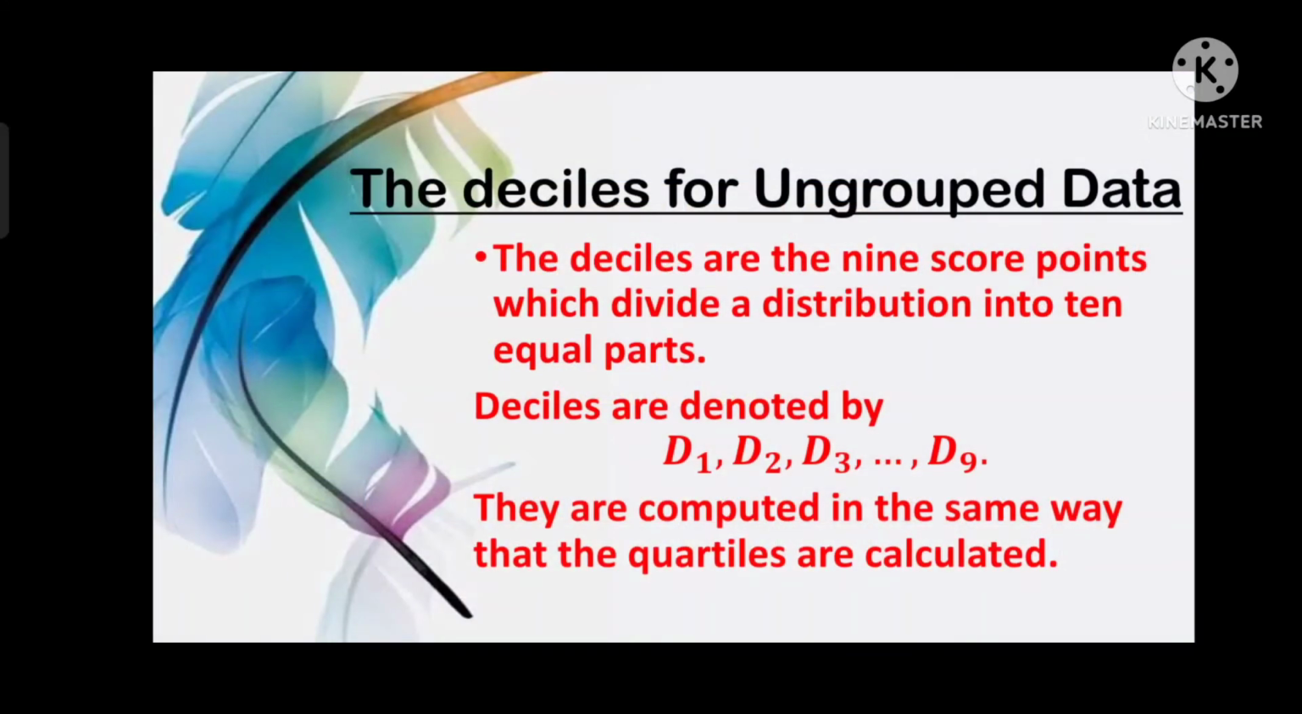The deciles for ungrouped data. The deciles are the 9 score points which divide a distribution into 10 equal parts. Deciles are denoted by D1, D2, D3 until D9. They are computed in the same way that the quartiles are calculated.